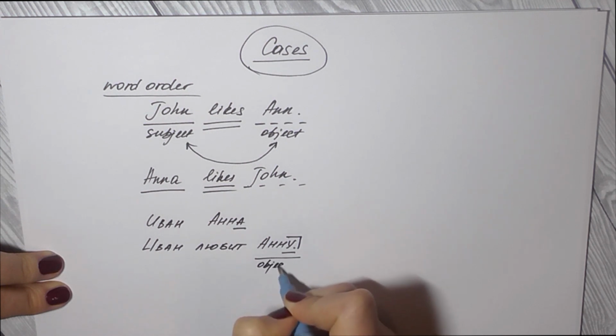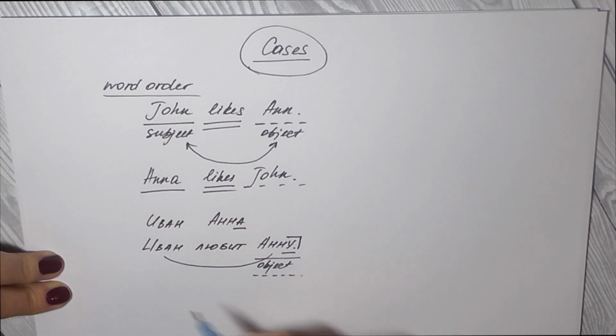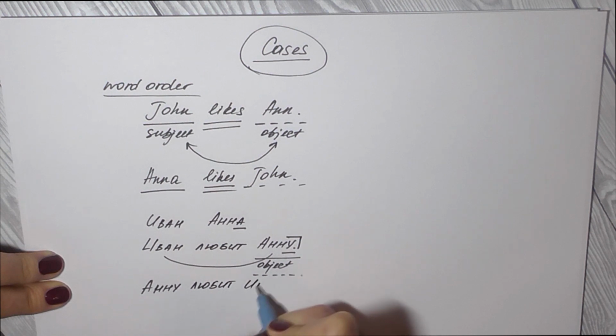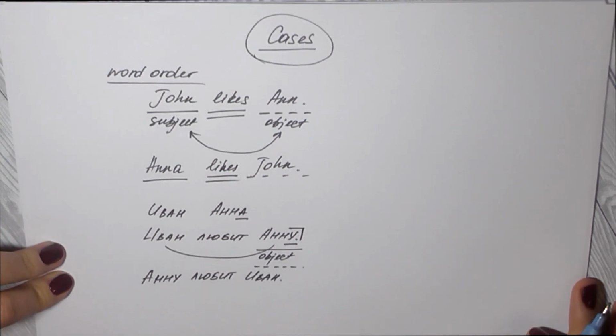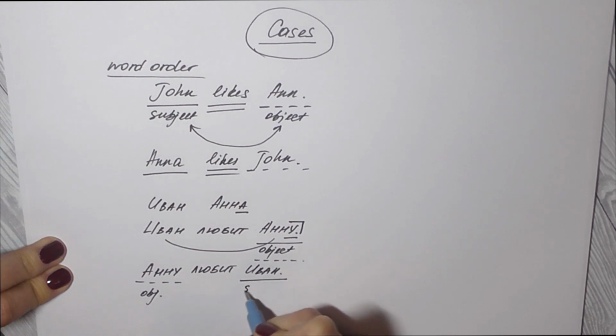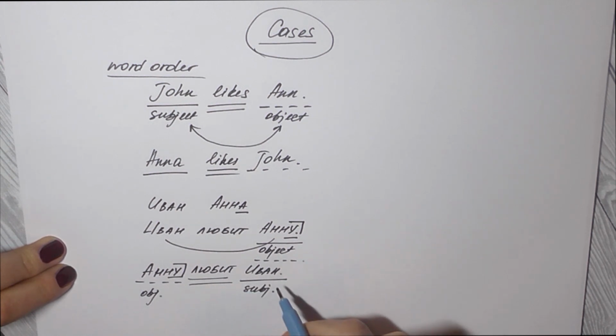So it's object. And even if we change places of these words, nothing will change. If we say Анну любит Иван, anyway, Анну will be the object of the sentence and Ivan will be the subject of the sentence. Любит is the verb. Why? Because Anna's name has the ending U. It shows that the action is done to her. Ivan's name hasn't changed. That's why we know that he is the subject of the sentence.